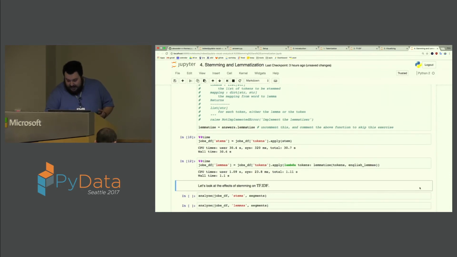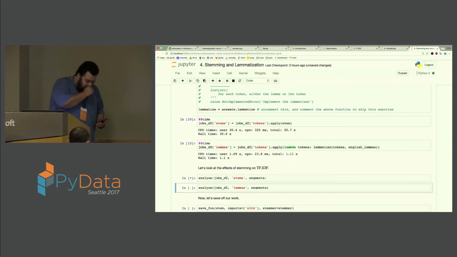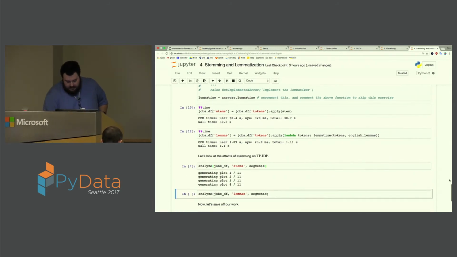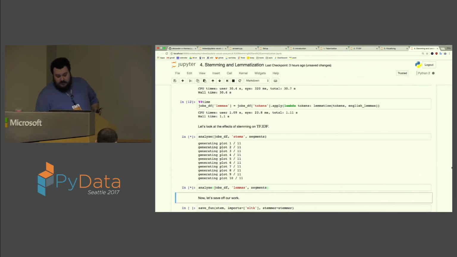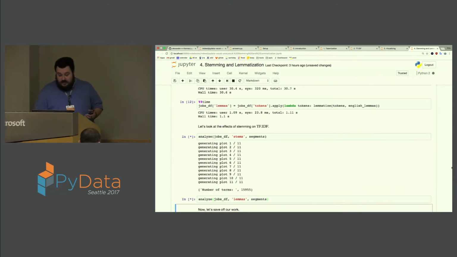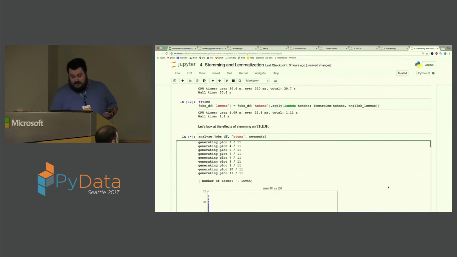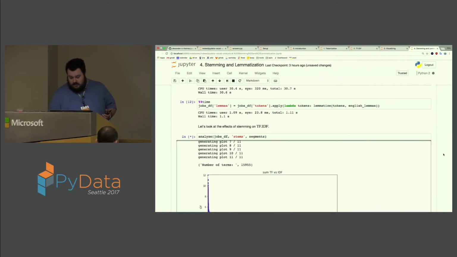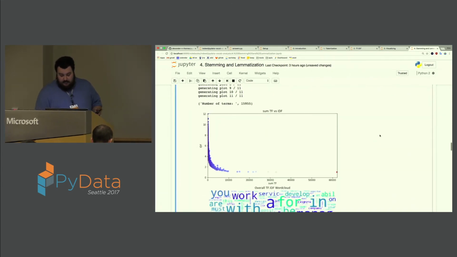Okay. So now let's do the analyze function. First we're going to look at the stems, and then we'll look at the lemmas afterwards. So here we have our 11 plots. Okay. So now we have just under 16,000 stems. Let's look at this one. Okay. So the bullets that we had before, they're gone. Not surprising, we removed those.